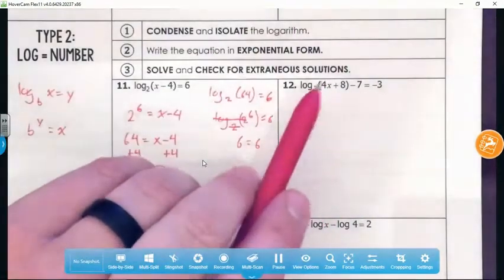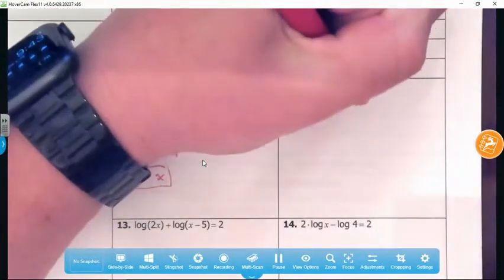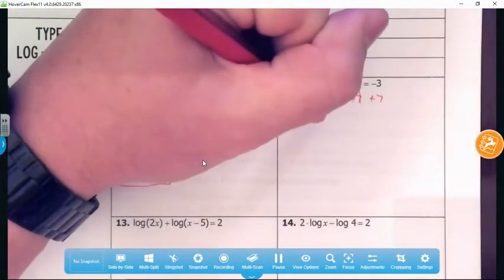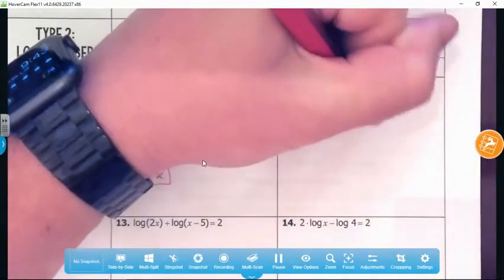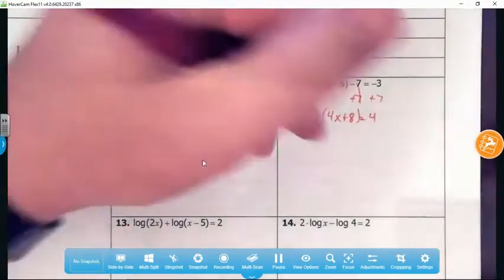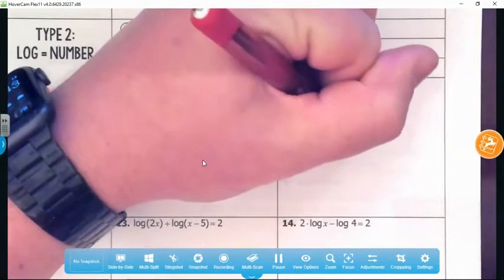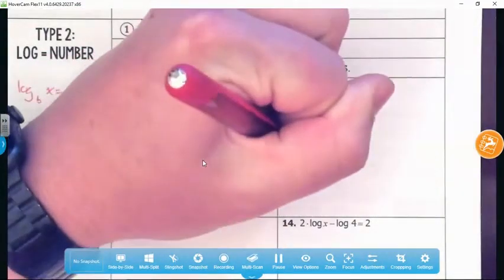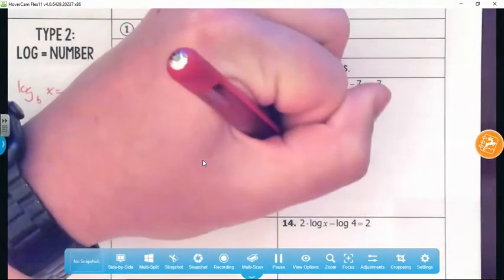I'm going to do the same thing, but this log right here is not by itself. We need to add 7 to both sides. When we add 7 to both sides, we get log base 3 of 4x plus 8 is equal to 4. So here we'd say 3 to the 4th power is equal to 4x plus 8. 3 to the 4th power is 81. So I have 81 is equal to 4x plus 8.